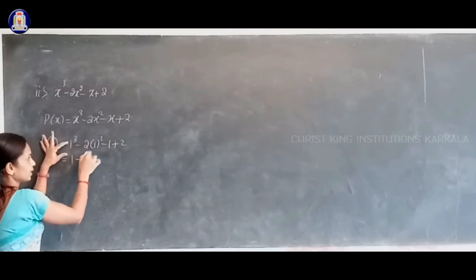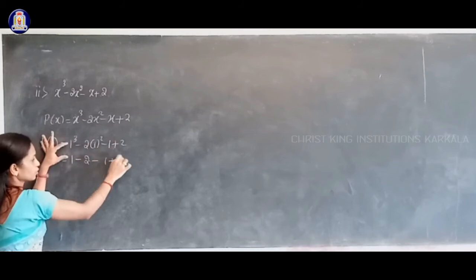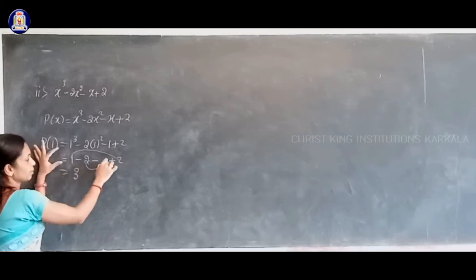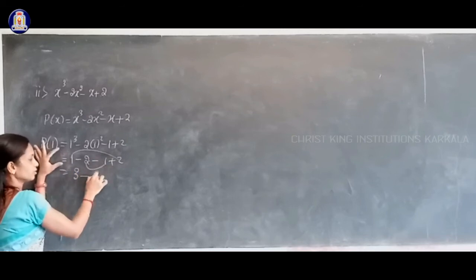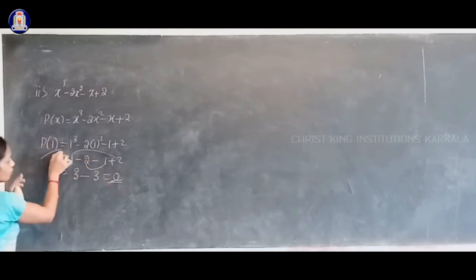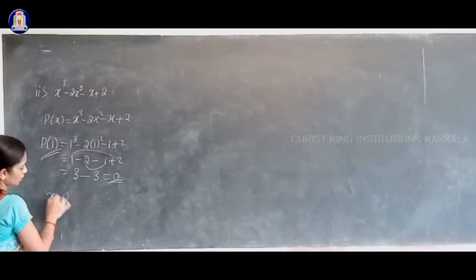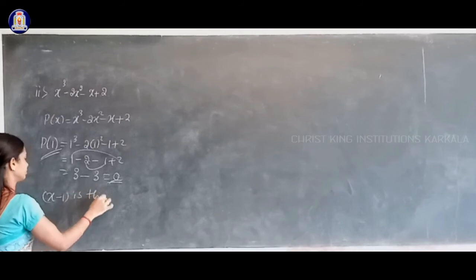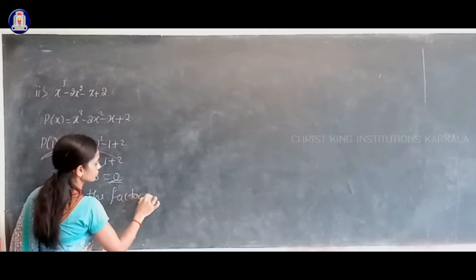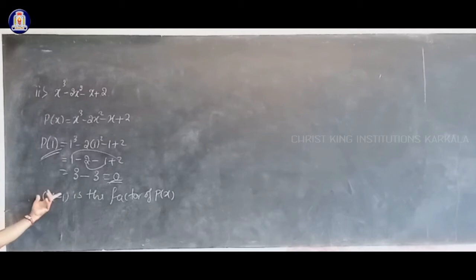So 1 cube is 1, minus 1 square is 1 into 2 is 2, then minus 1 plus 2. Add the plus numbers separately, 1 and 2, that is 3, and add the minus numbers separately, 2 and 1, that is 3, but the sign is minus. Okay, 3 minus 3 is 0. So we got p of 1 is 0. If p of 1 is 0, then which is the factor? x minus 1 is the factor. Therefore x minus 1 is a factor of p of x.